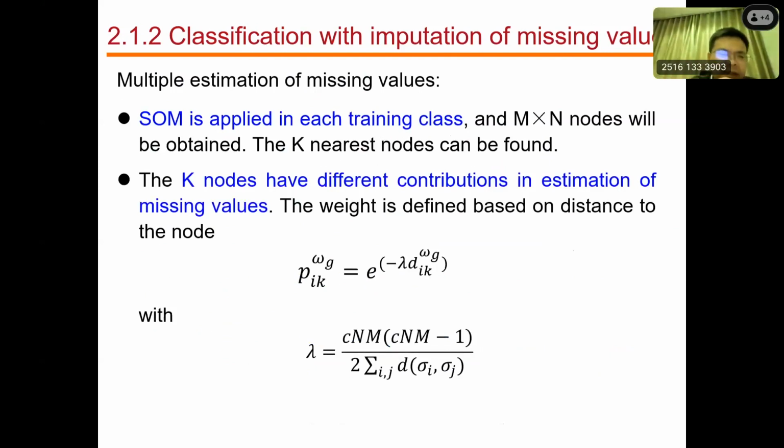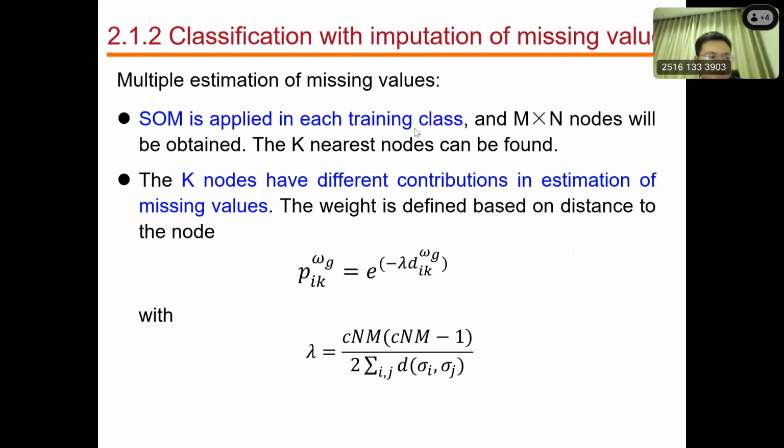For example, the SOM is applied in each training class. SOM is a clustering technique, and like the fuzzy C-means, it will be applied in each training class. And we will get M product N nodes. And then we will select the k nearest nodes to impute the missing value.